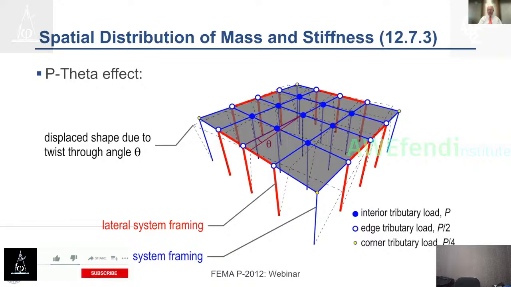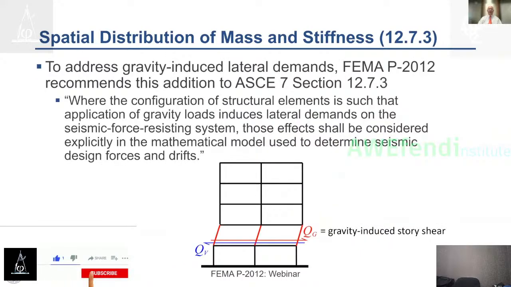Another aspect of the distribution of mass and stiffness, and perhaps of forces, is the idea of a gravity-induced lateral demand. I will say that the P2012 project suggested that a change be made to ASCE 7-22 to specifically identify this issue. The ASCE 7 committee chose not to make that change. We'll see if they make it in 2028. But the idea embodied in this is related to the distribution of mass and stiffness and of loads.